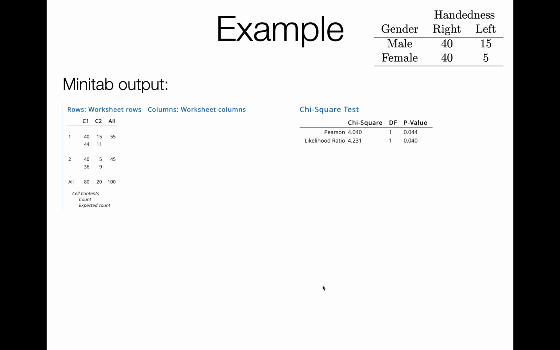Okay, so you'll see on the left, I've got a table-looking thing, with C1 and C2 as the columns of the table, and then it has rows 1 and 2 as well. So you'll see 40, 15, 40, and 5. Those are my original counts. Those are in the first row of each of the cells. I know it's probably a little weird to look at. Okay, and then they've added up the row and column totals as well.